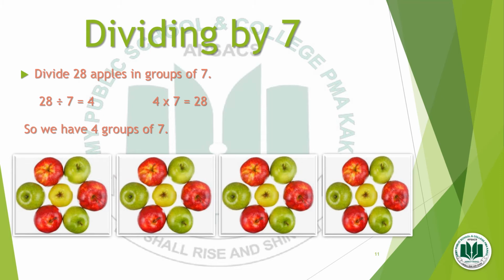As 4 sevens are 28, so 28 divided by 7 is equal to 4. And these are the two facts of multiplication and division. And in this way, we have 4 groups of 7 in 28 apples.